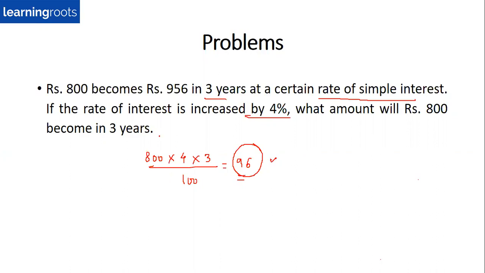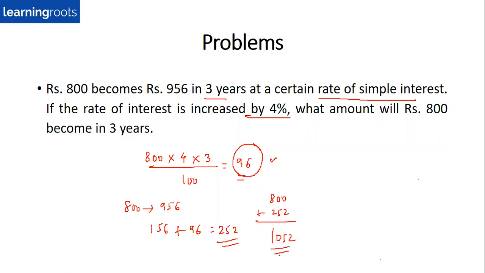So at whatever rate of interest, 800 is becoming 956, which is an increase of 156. But 156 plus 96 is what the increase will be now, because the rate of interest is increasing by 4, which means it is going to be 252 as the increase. So 800 plus 252, 1052 will be the final answer. So this is one way of calculating this.